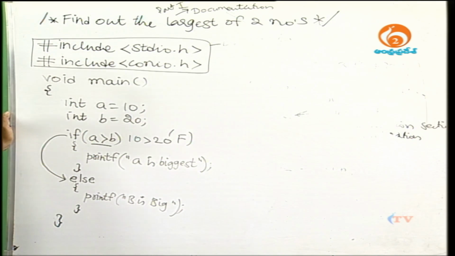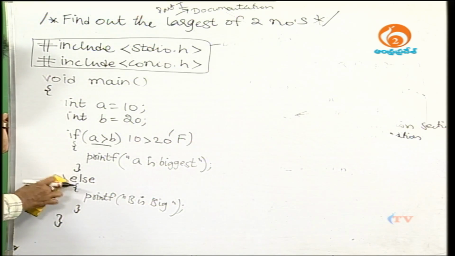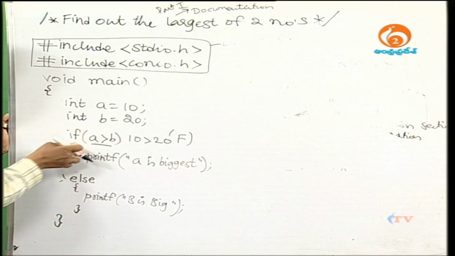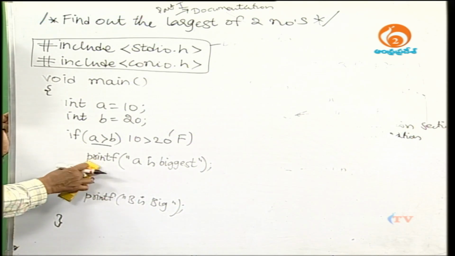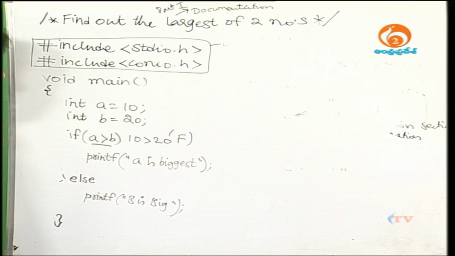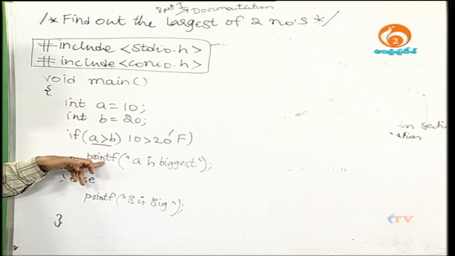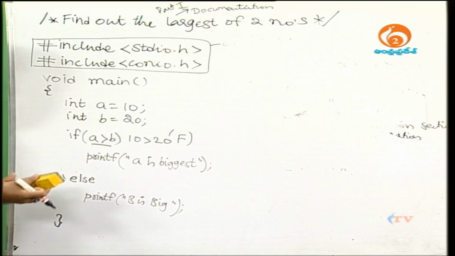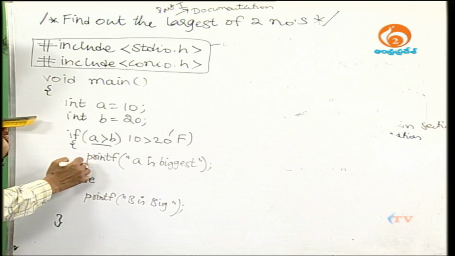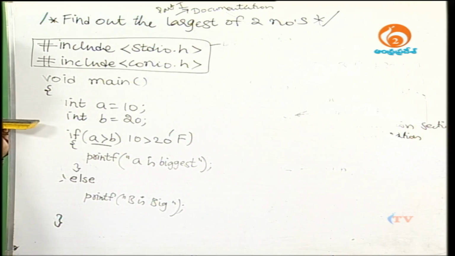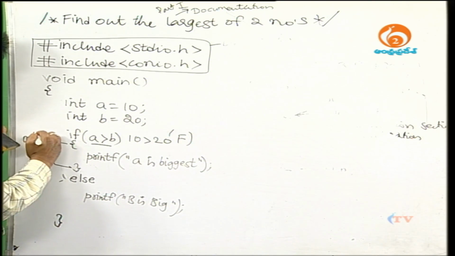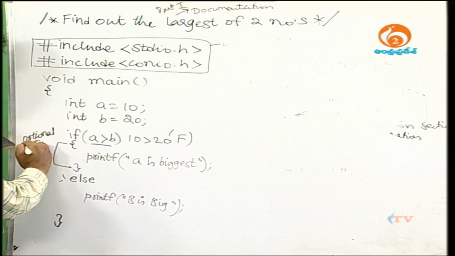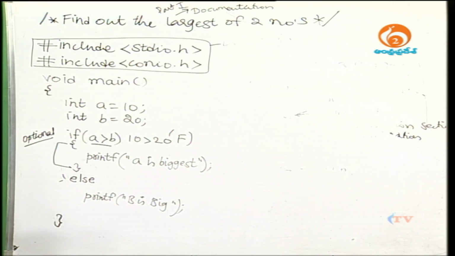Here the braces are optional. If you do not write them, also no problem, because if there is only one statement in the if condition, then braces are optional. If you want to write them, you can write, no problem. But these are optional. Else part is executed here for this case.